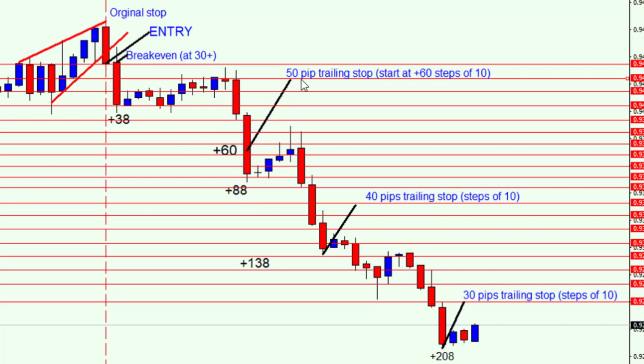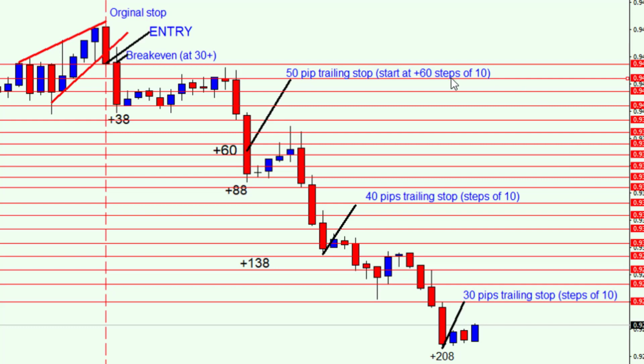But at that point, a trailing stop of 50 would have been activated. In other words, if it reverses from plus 50 backwards, you'll still walk out with 10 pips profit. But now that it's gone to 88, it's got a 50 pip trailing stop, so up to about 30 pips have now been secured.